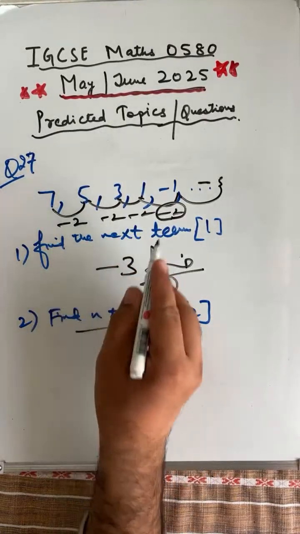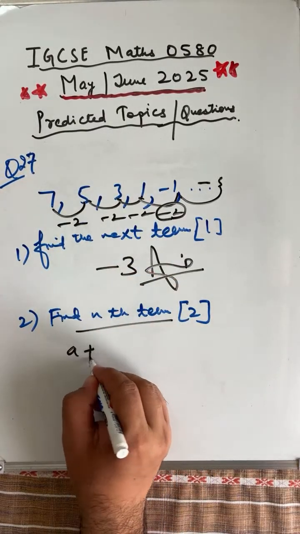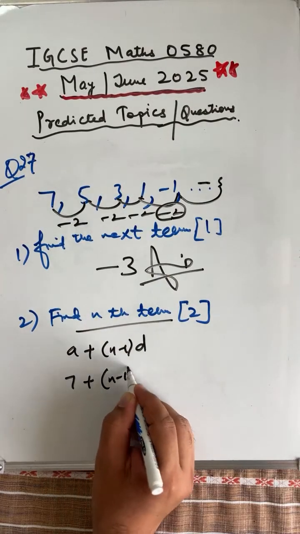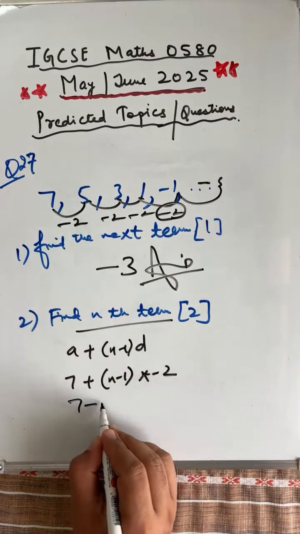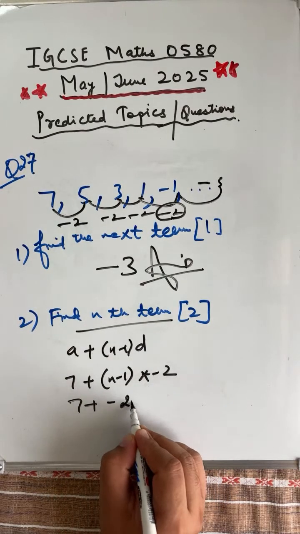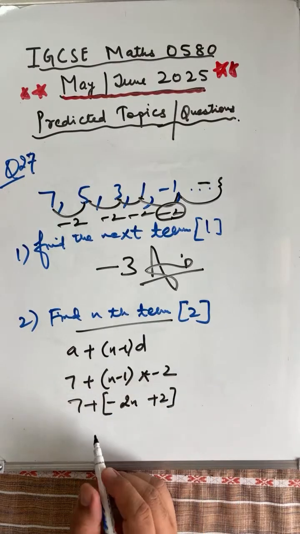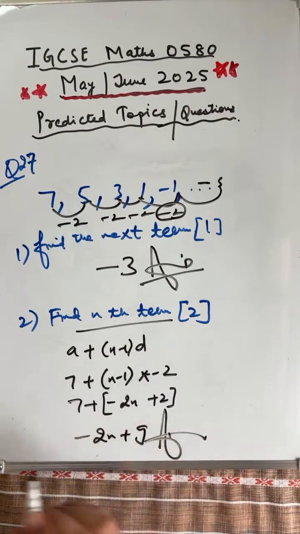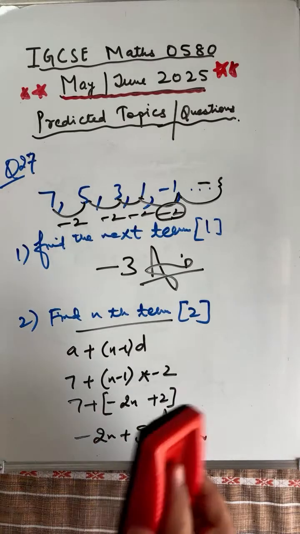Now for the nth term, this is an AP. Formula will be a plus (n minus 1)d. That is 7 plus (n minus 1) into minus 2. 7 minus 2n plus 2, or minus 2n plus 9 will be the correct answer. Now I hope this question is clear to you. Now let us move to the next question.